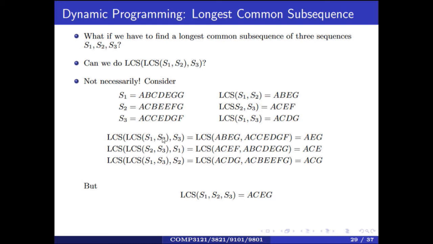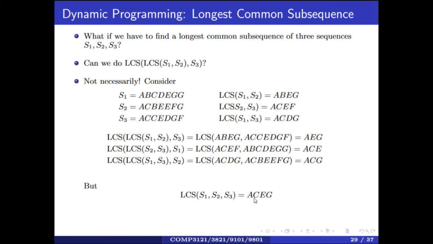by doing first the longest common subsequence of S1 and S2, and then doing it for the result and S3 will, in fact, produce a shorter solution than the optimal one. So you have to be really, really careful. And we will actually do quite a few problems with such traps so that you get trained how to be careful when choosing an optimal solution.